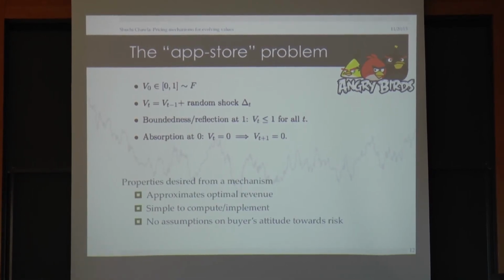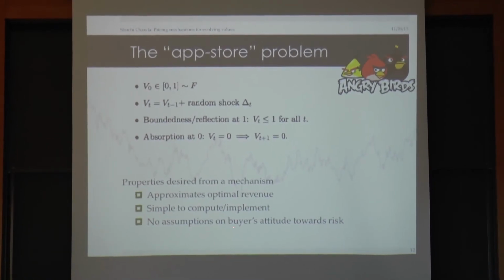And the kind of properties that we want from the mechanism that we develop for this is, of course, we want to approximate the best possible thing for the revenue. But we also want this to be simple to compute and implement, simple for the buyer to respond to, and in particular, we don't want to make any assumptions on how the buyer reacts to risk. Okay? We don't want to make the risk neutrality assumption. And so the question is, what can we do with that?